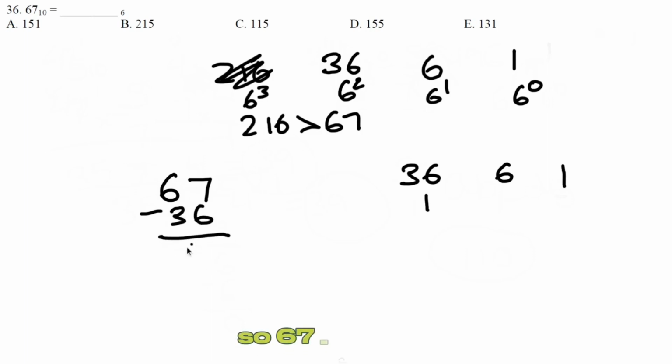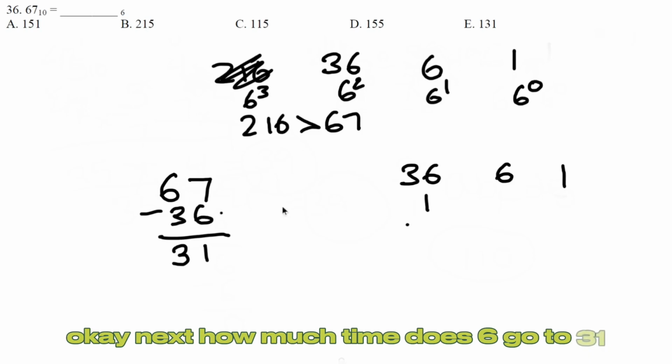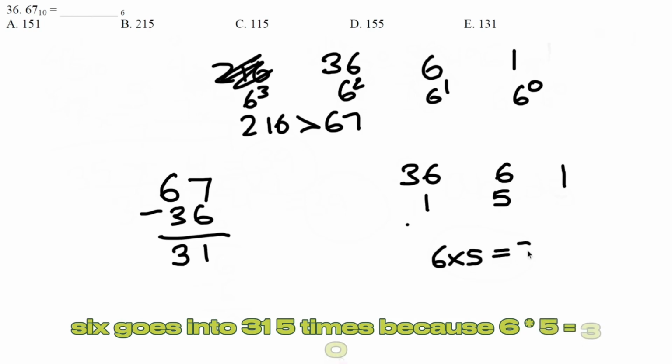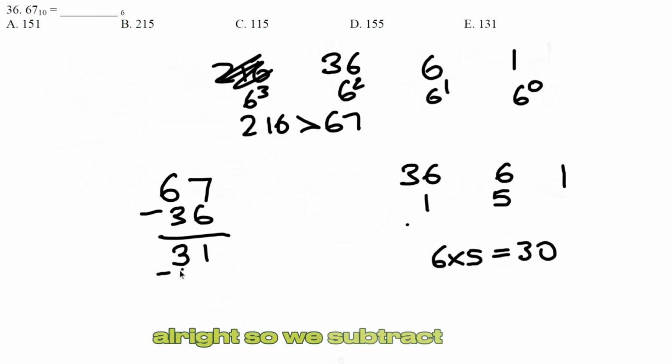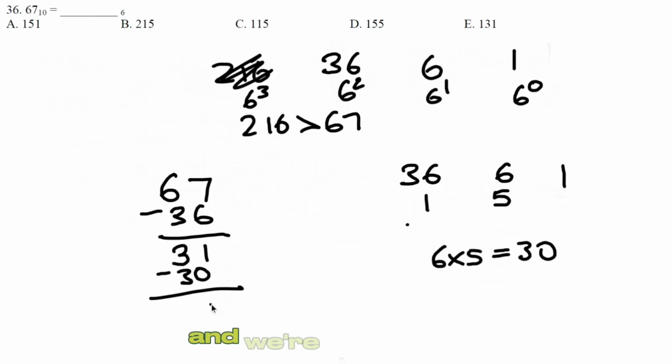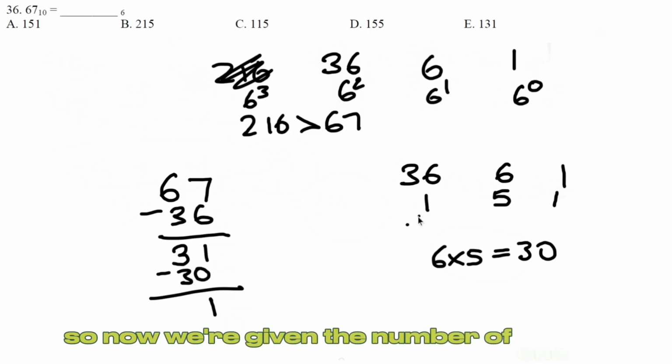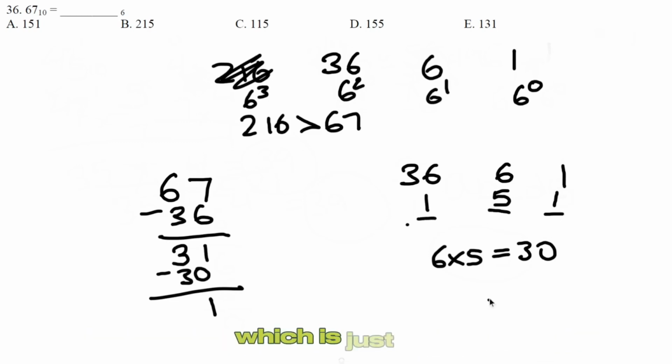So 67 minus 36 is 31. Okay, next. How many times does 6 go into 31? 6 goes into 31 5 times because 6 times 5 equals 30. Alright, so we subtract 30 and we're left with 1. How many times does 1 go into 1? Just once. So now we're given the number 151, and that's your answer. Okay, next up.